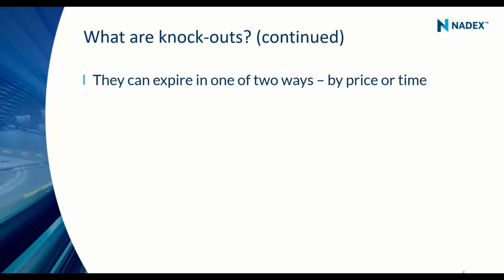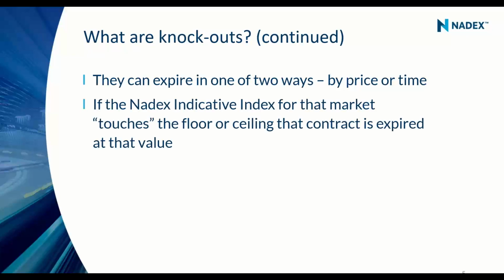Now, the way a contract expires on a knockout, there's only two ways. It's either the price or the time. And when I say the price, if the price of the underlying touches either the floor or the ceiling, the contract is over and it settles. That's it. And I'm going to go through that and show you what that means. That's one way that the contract would settle.